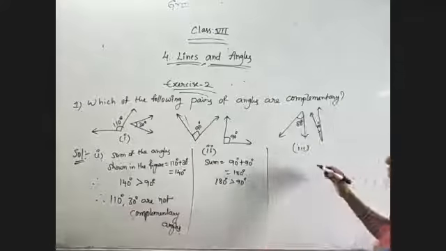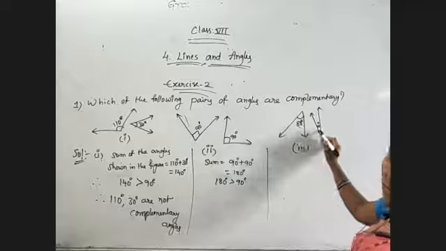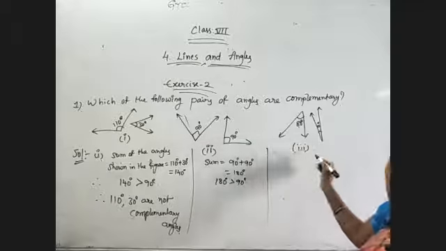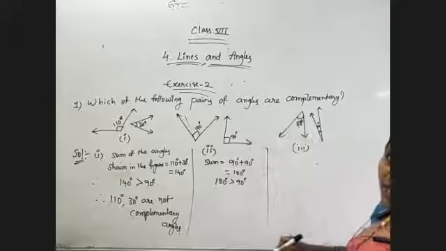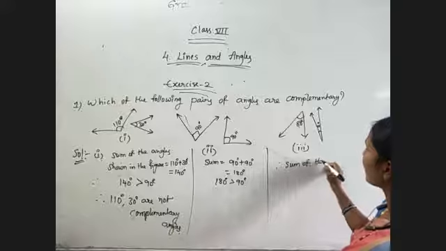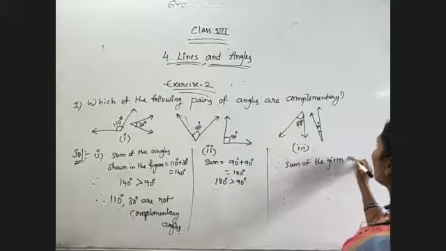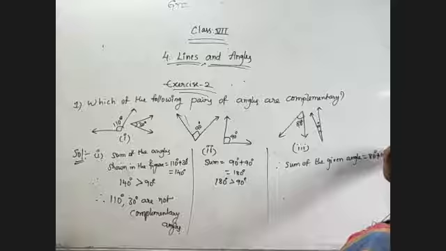Coming to the third question. Observe the pair of angles shown in the figure: 80 degrees and 10 degrees. What is their sum? 80 plus 10, 90 degrees. 90 degrees is equal to 90 degrees. So those two are a complementary pair. Therefore, the sum of the given angles is equal to 80 degrees plus 10 degrees, which is equal to 90 degrees. So 90 degrees is equal to 90 degrees. 80 degrees and 10 degrees are a complementary pair.